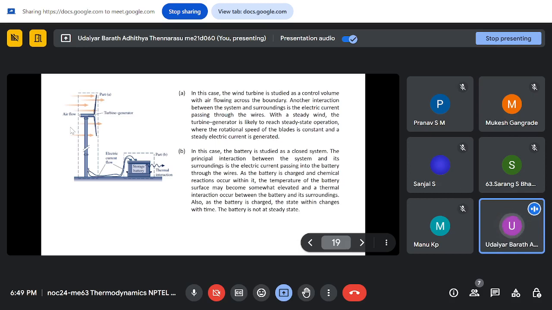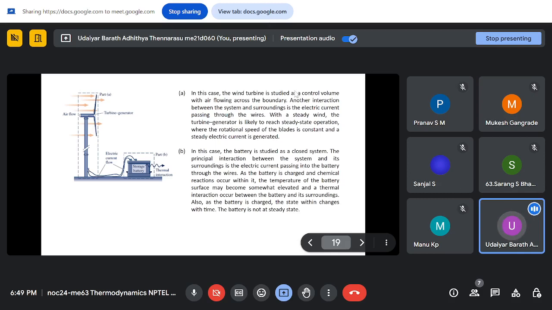generate some electricity. So this electricity is passed through the wires, and it's going to the storage battery. So there is another interaction happening through the wires. There is electric energy which is being sent out. So this is an open system.